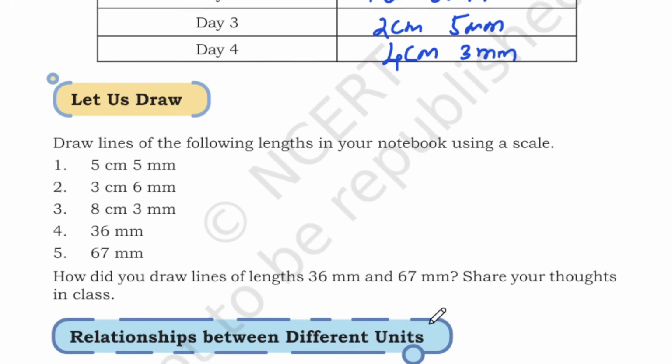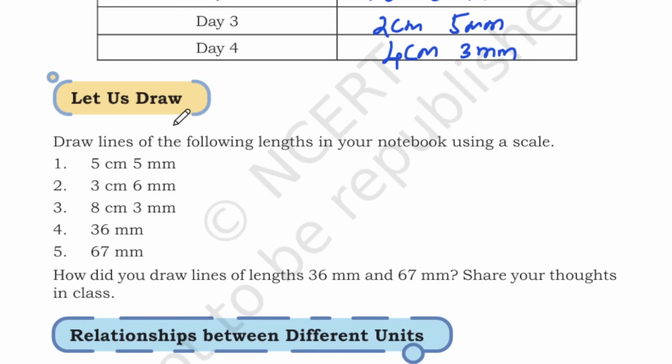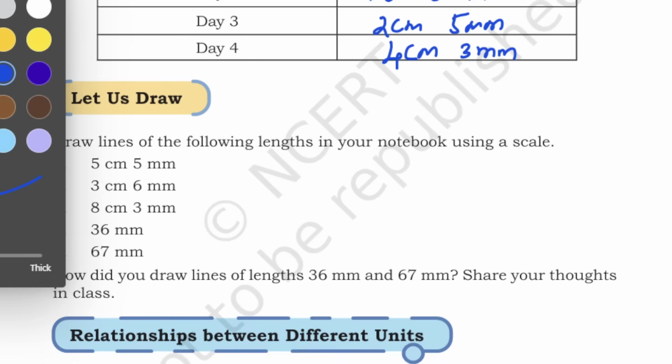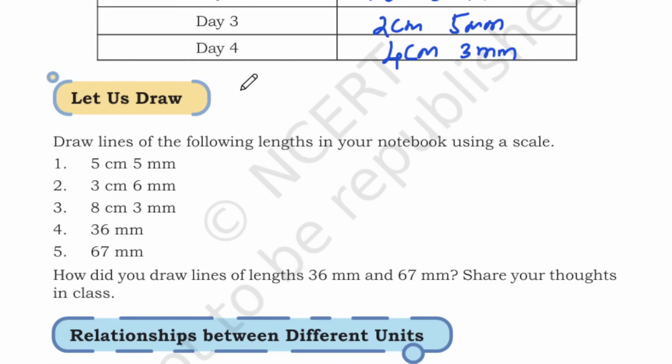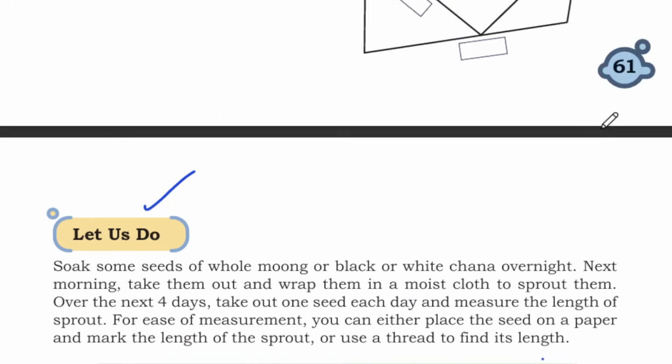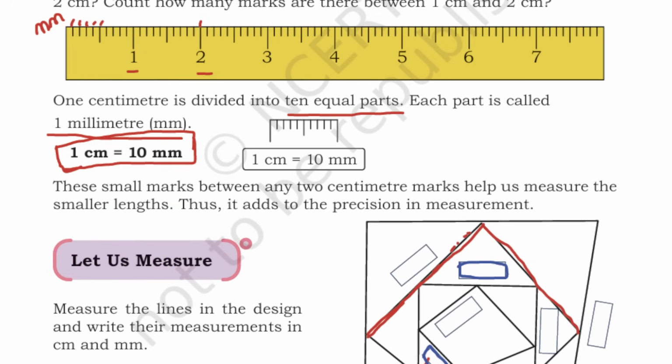Next, let us draw lines of the following length in your notebook using a scale. Important question, students. This you might get in 2-mark questions. So you have to draw a line. We have a scale here. I'm going to erase this and show you. I will make a dot so that you can draw it easily.